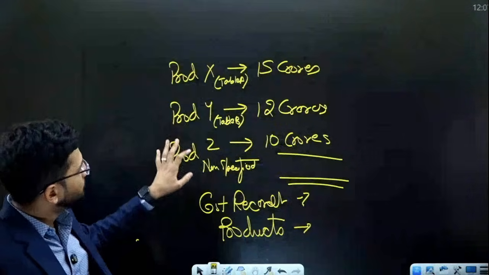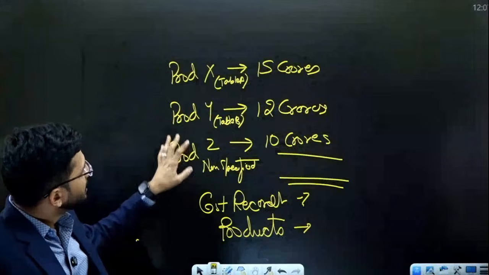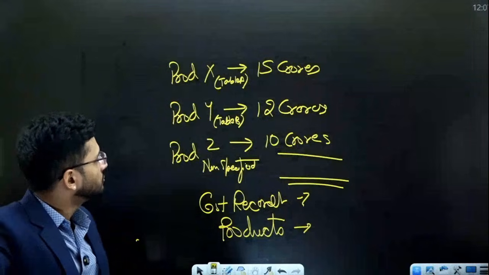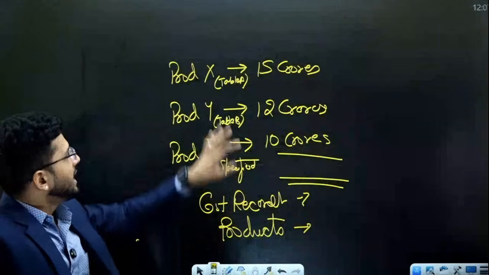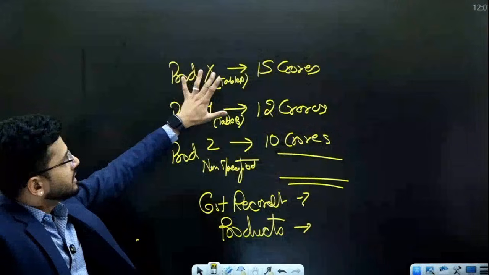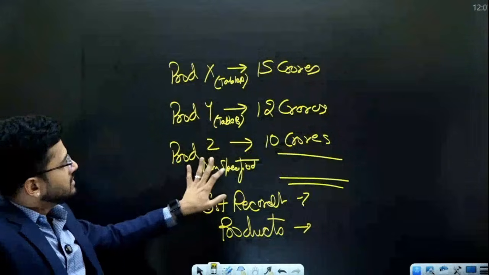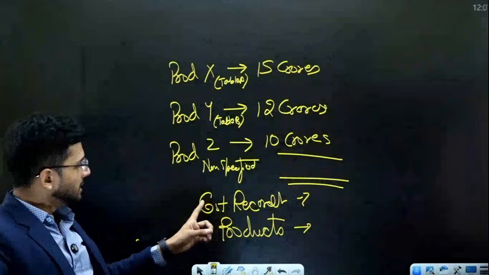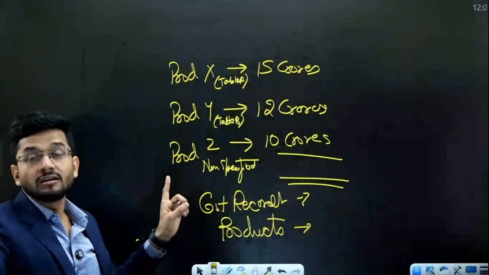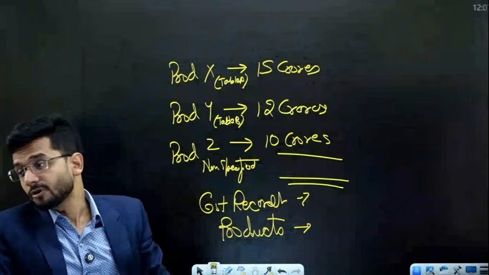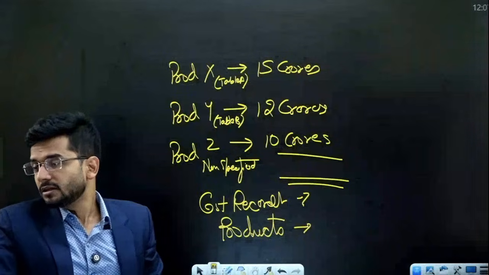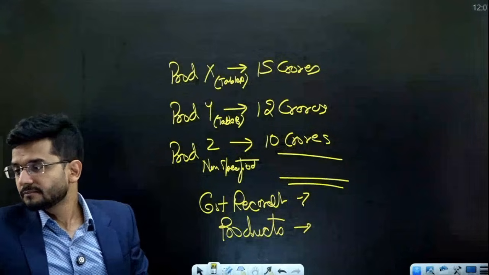A company is producing 3 products, product X, product Y, product Z. Product X has 15 crore turnover, product Y has 12 crore turnover, and product Z has 10 crore turnover. X and Y are specified under table A and B respectively. Z is not specified at all. Please tell whether cost records are applicable or not under rule 3. And if yes, for what products should the cost records be prepared?